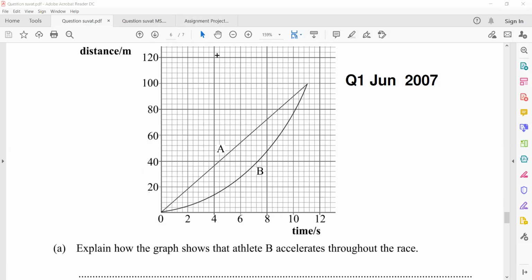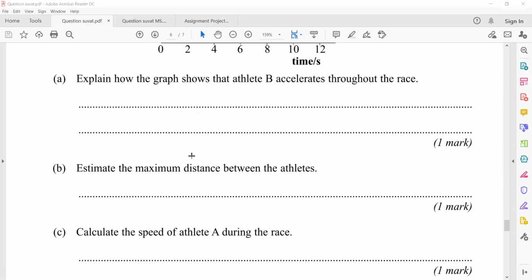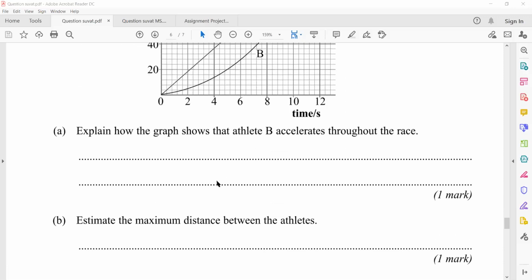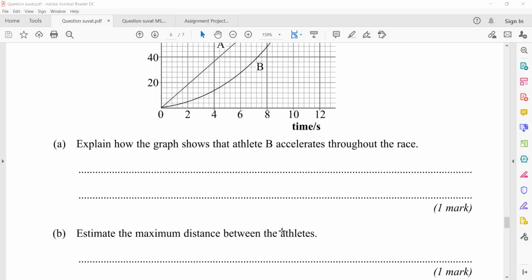Because this is a distance-time graph, if I take time 2 seconds, that's the distance between them. If I take time 4 seconds, that's the distance between them. If I take a time of 6 seconds or in between, basically I have to estimate at which position they have the maximum gap between them. That is the maximum distance between them. So we can just estimate and get the answer. Is it clear how it is done? The maximum distance between the two athletes.